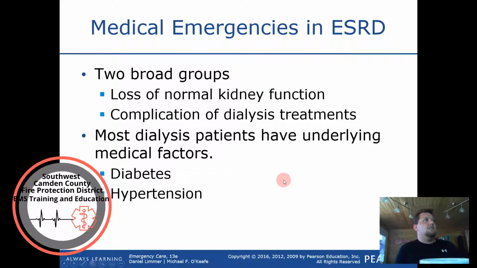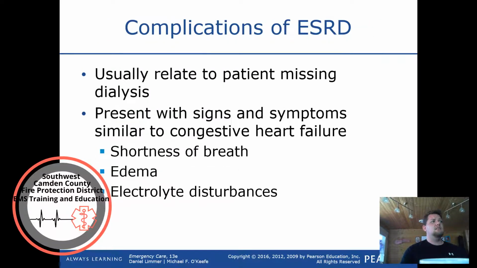Okay, so medical emergencies in these patients, there's two broad groups. There's the loss of normal kidney function, and then complication of the dialysis treatments. Most dialysis patients have underlying medical factors such as diabetes or hypertension. And they usually relate to the patient missing dialysis.